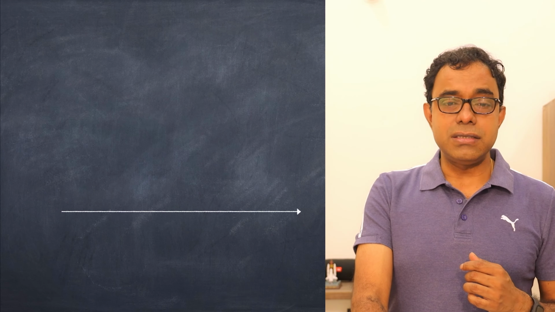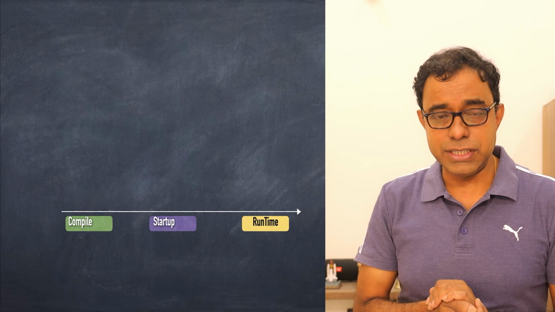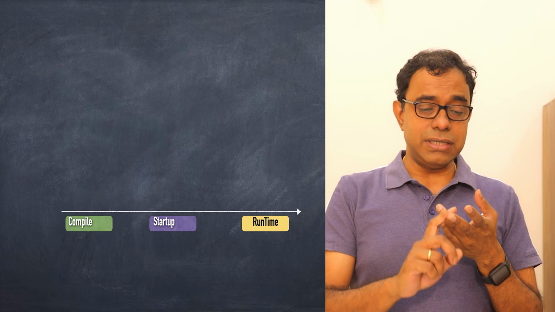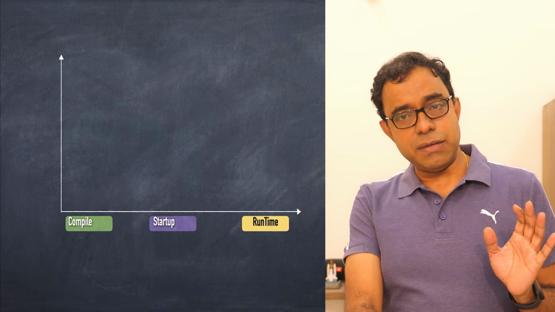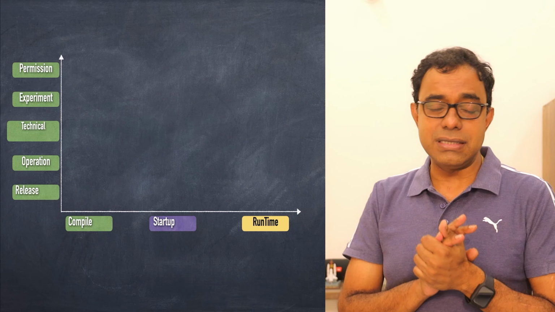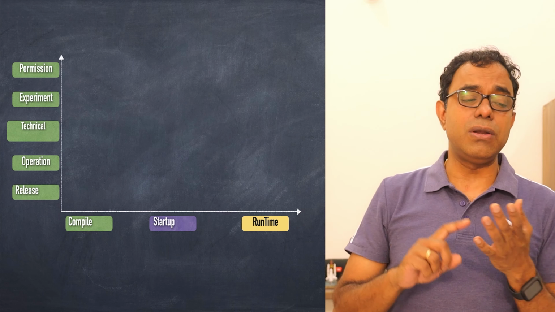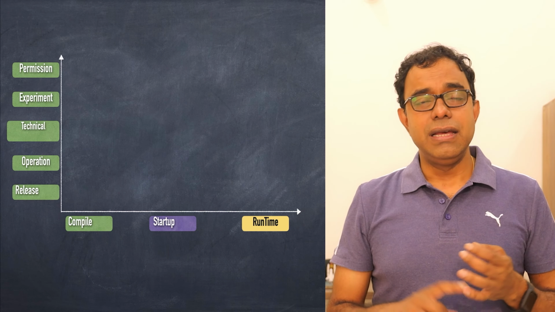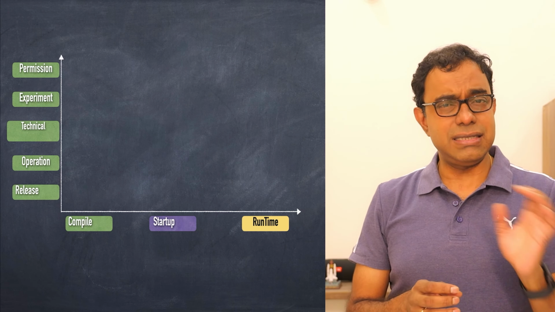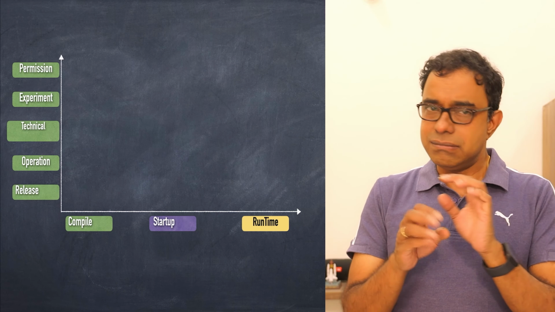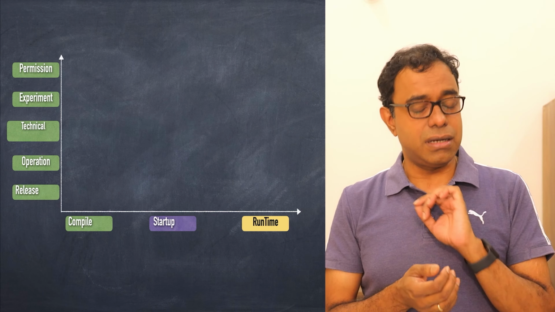So there are generally three types of feature toggles: compile time, during startup, and runtime. And there are different kinds of toggles. You can consider these as a release toggle, operation toggle, technical toggle, experimental toggle, or permission toggle. I will not say that this list is exhaustive, but more than 90% of the things can come under this.